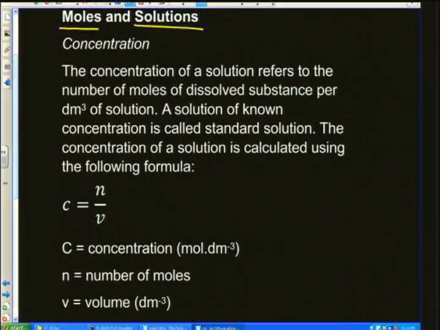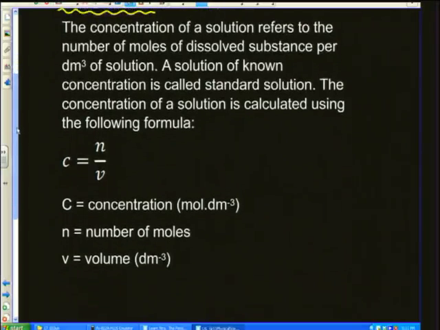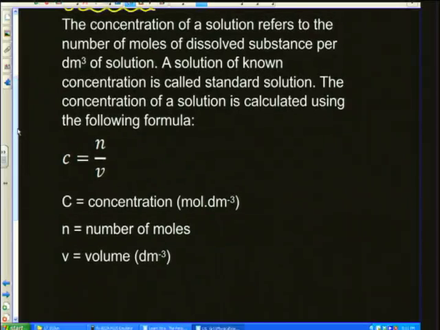We can have moles in solution. So in this time we take moles of substances, we dissolve them in solution. When we do that, we form something called a concentration. The concentration of a solution refers to the number of moles of dissolved substance per unit volume of that solution, which is of course in cubic decimeters. A solution of known concentration, we call that a standard solution.